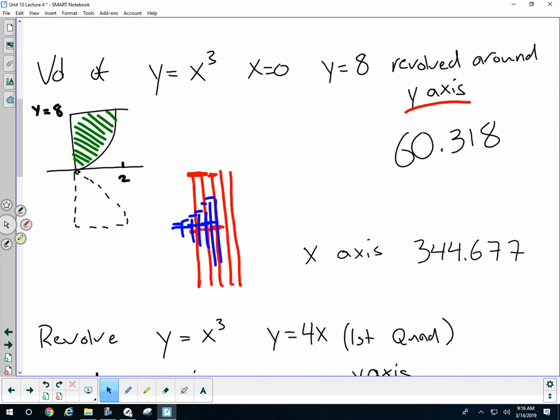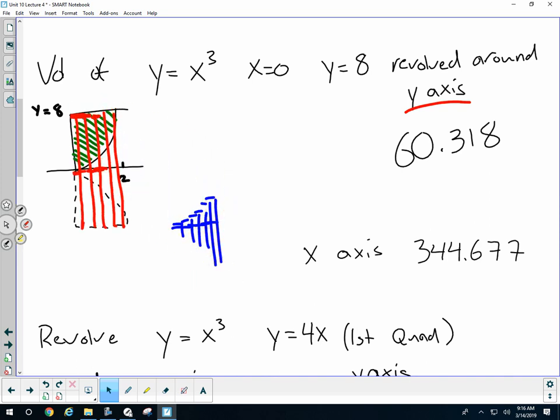It's still good to think top minus bottom, though. So look at the cylinders here. What is the radius of all these cylinders? What is it going from and to? What's the top minus the bottom? Here's the bottom of my radius here. Here's the top of my radius. Here's the bottom of my radius right here. Here's the top of my radius. Is it going to the curve?